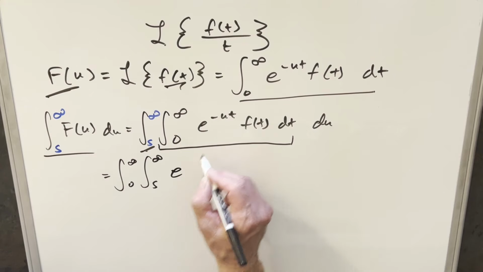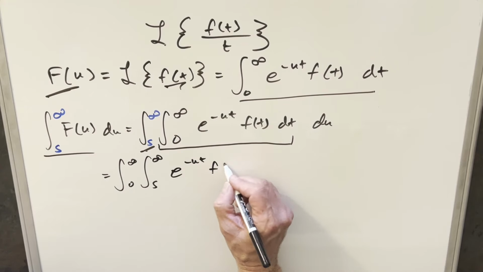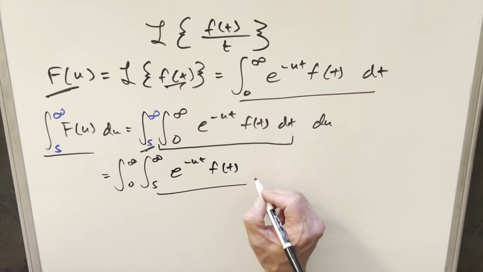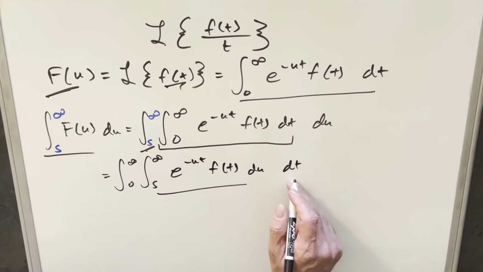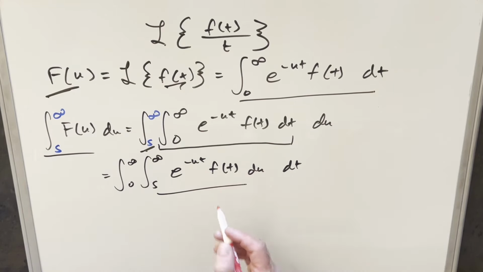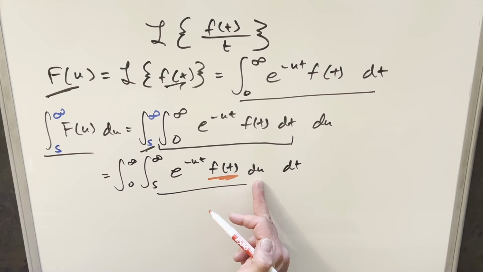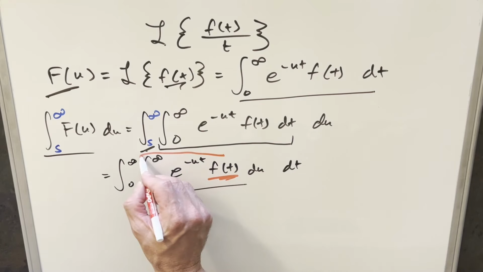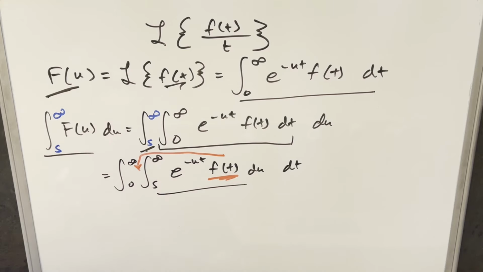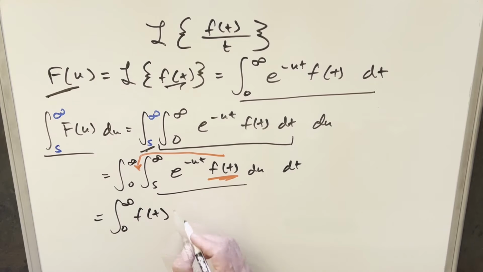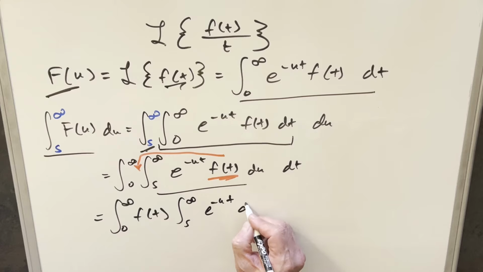So when we do this, we'll just copy all this other stuff down. But now we're integrating with respect to u, and we have the dt on the outside. Now this f of t value is just a constant with respect to u, so I can bring this outside of this integral. So now we're going from 0 to infinity, we have our f of t on the outside, and this integral on the inside is something we can go ahead and integrate.